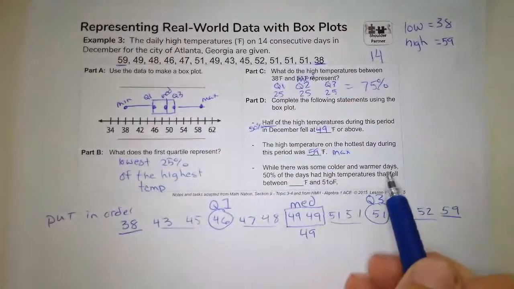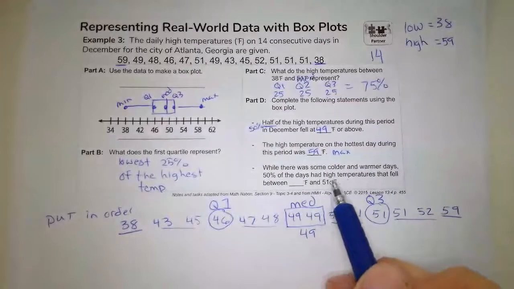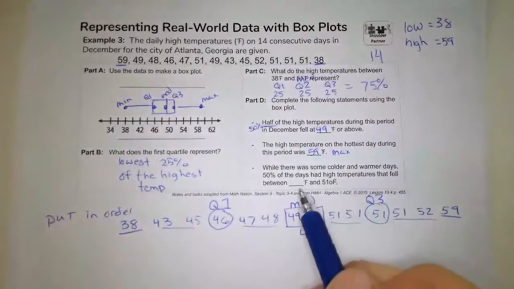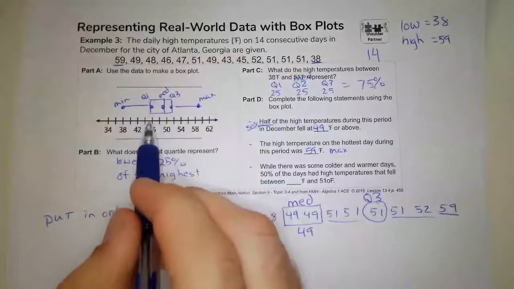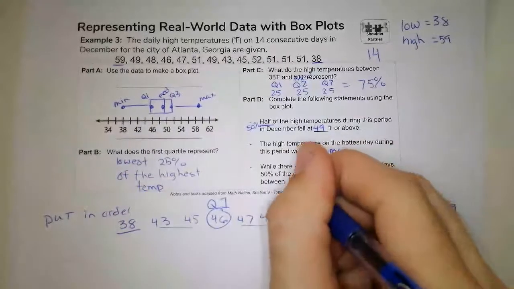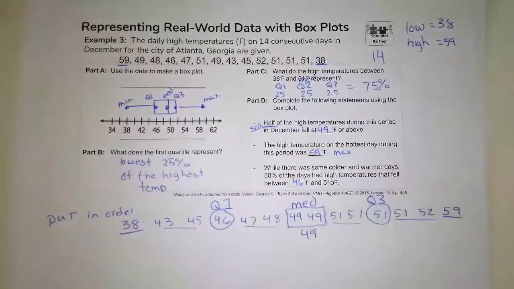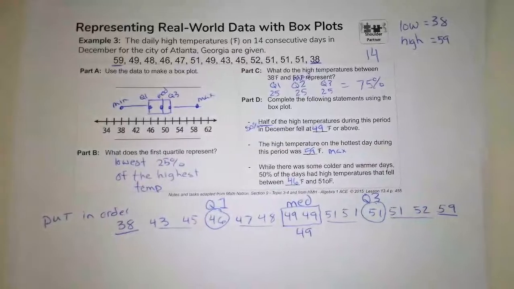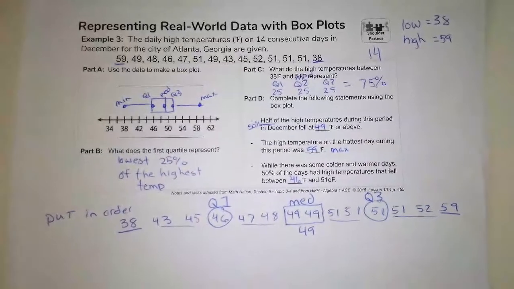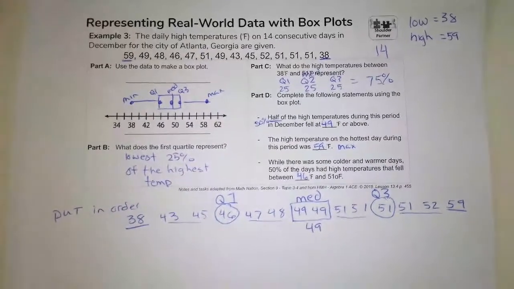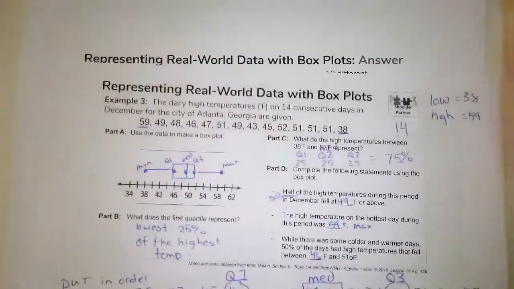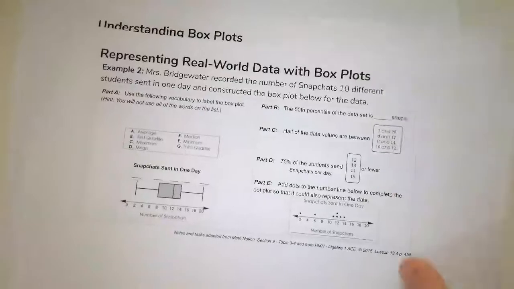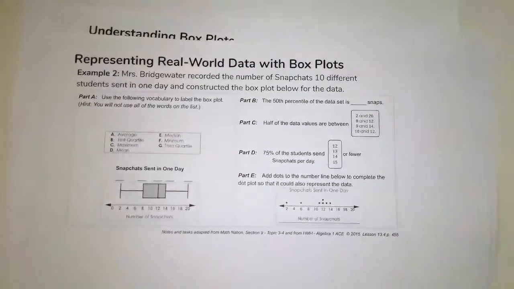While there are some colder and warmer days, 50% of the days had high temperatures that fell between, and all we got to do is look at this right here, 46 to 51. So that's pretty much as complicated as this is going to get. But let's just do one more example that I accidentally skipped, which is right here. This is example 2.